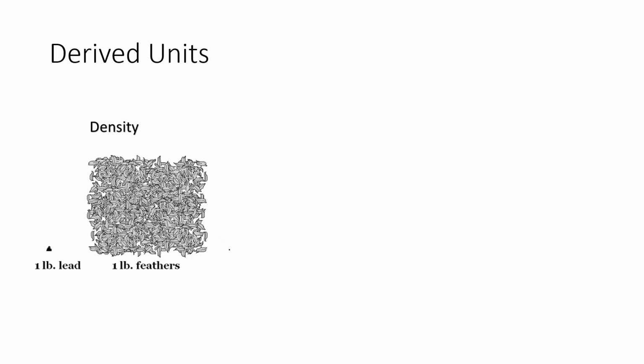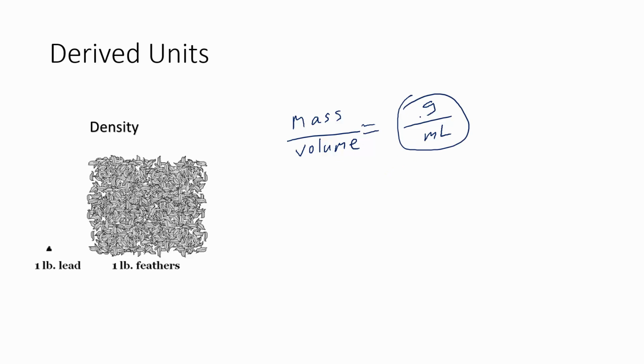Density is another derived unit. Density is just the amount of substance present divided by the volume that that substance takes up. So when we have this as a derived unit, we're going to get units of things like, say, grams per milliliter. And that's a mass, grams, and a volume, milliliters. But the overall unit for density is this ratio.